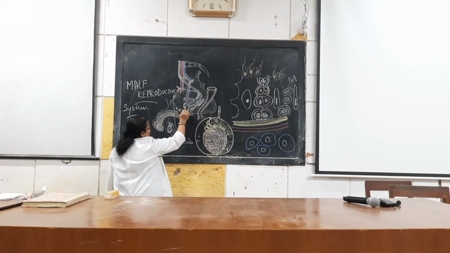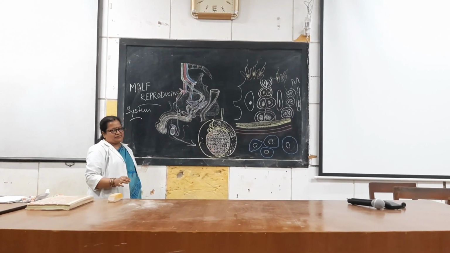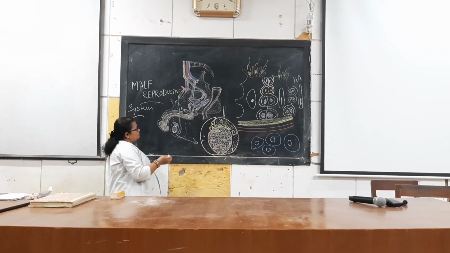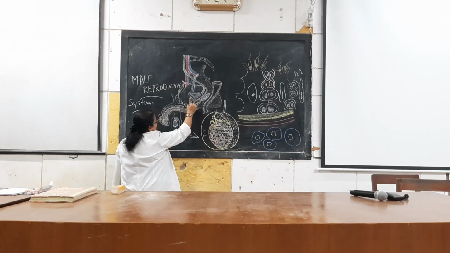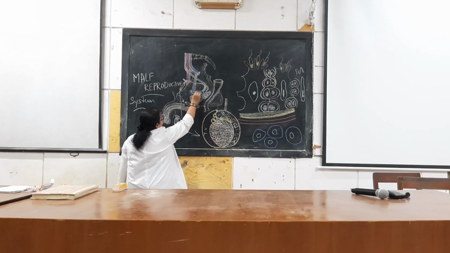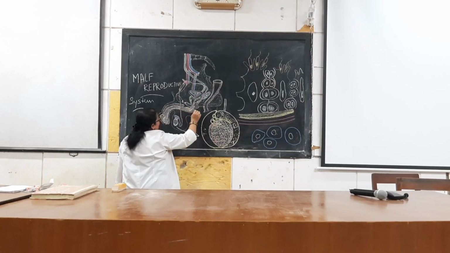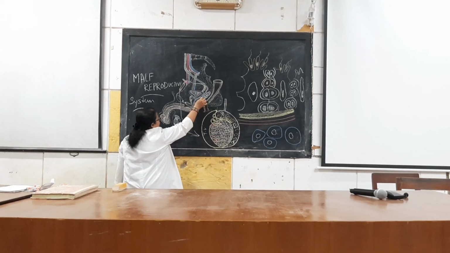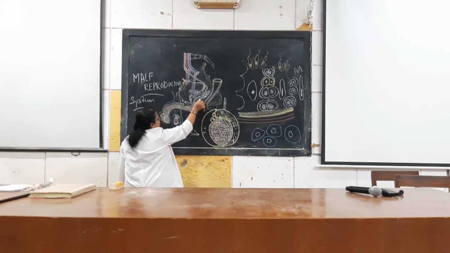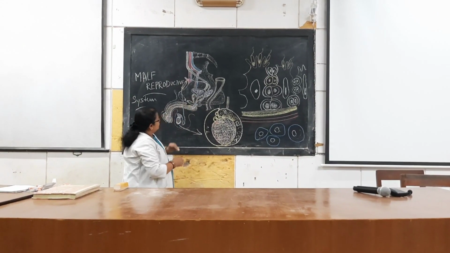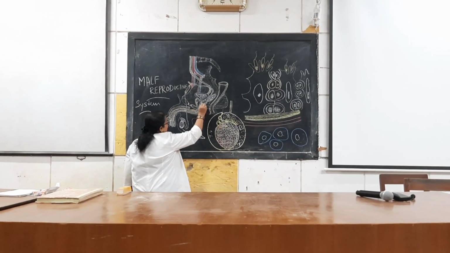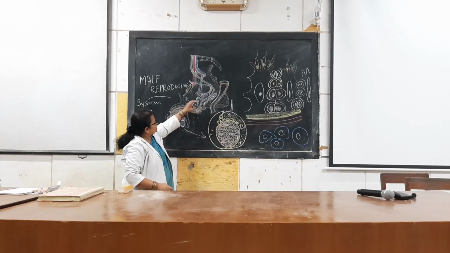So this is the prostate, which is an accessory sexual organ of male. Prostate, seminal vesicle is there. The prostate lies below the urinary bladder. This is the urinary bladder. So the vas joins with the duct of the seminal vesicle to form the ejaculatory duct. This ejaculatory duct opens into the prostatic urethra.